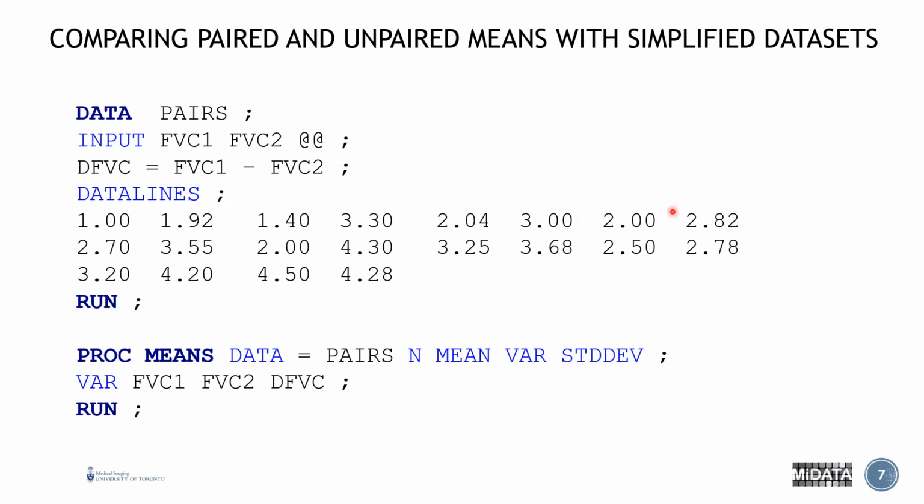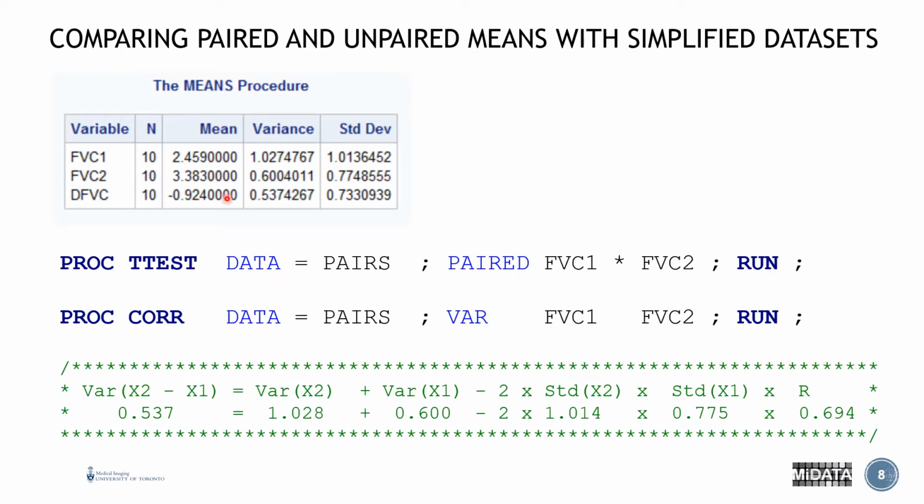Here's the data lines, which are going to be your pairs of data. So this is FVC1, this is FVC2, this is FVC1, this is FVC2, as you know, etc. And then we use proc means, of course, to get our mean. So we're going to get the mean FVC1, the mean FVC2, and the mean of the difference. All right, let's look at the output from our proc means statement.